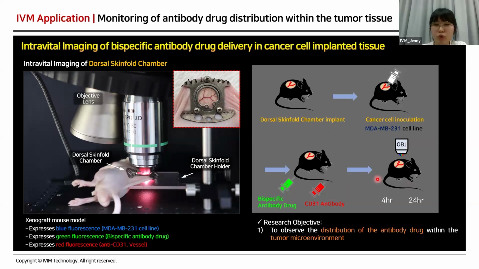Then imaging was performed at 4 hours and 24 hours post-injection. This approach allowed direct observation of how the bispecific antibody distributed within the tumor environment and how its pattern changed over time.